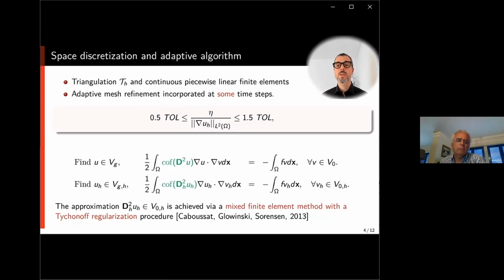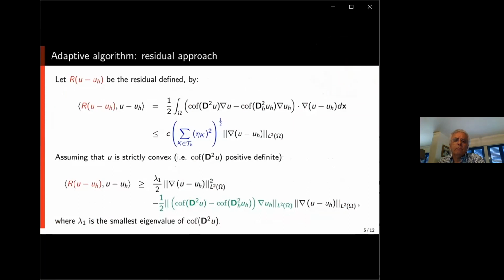When you look at the weak formulation and its Galerkin approximation, you see that we are going to have to approximate the second derivative of the solution, the approximation uh, and that means that we are going to use mixed finite elements with regularization because we are working with piecewise linear finite elements. So technically, we are going to use a residual approach.